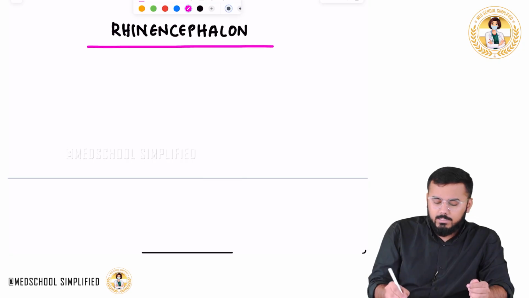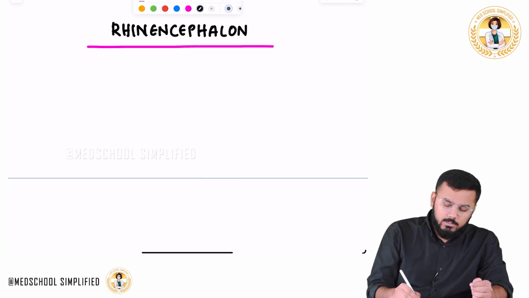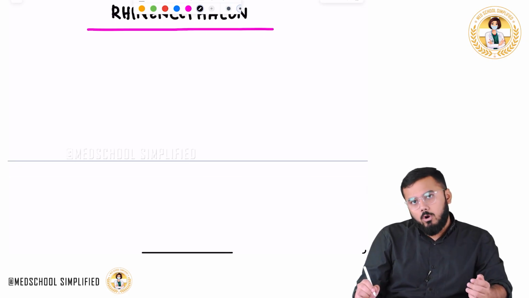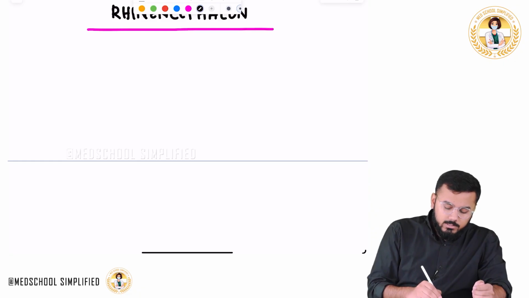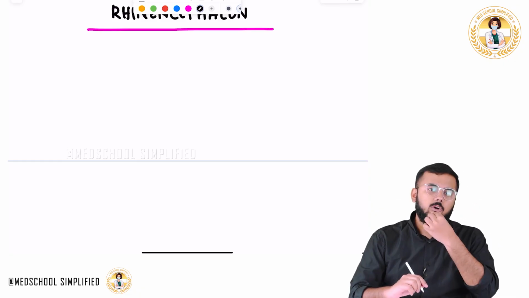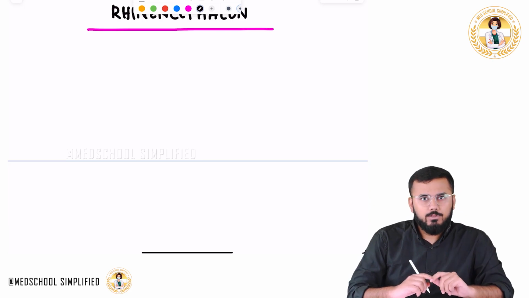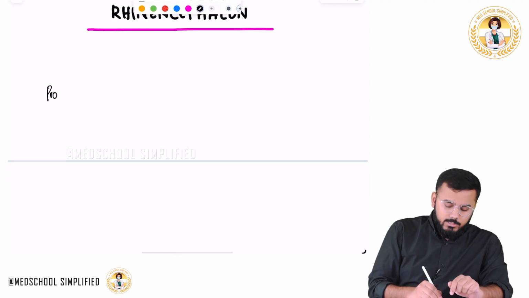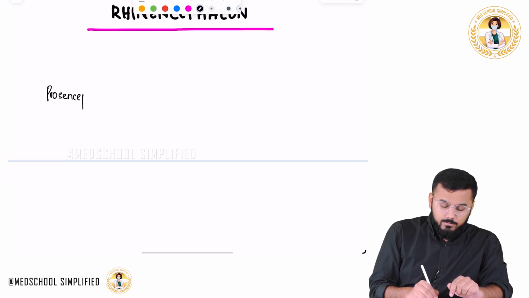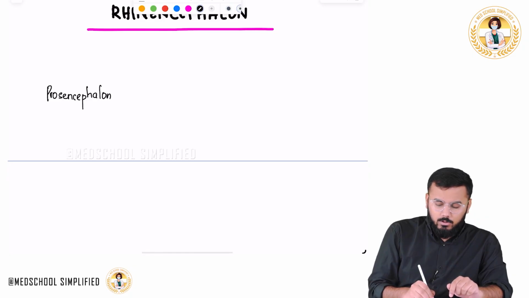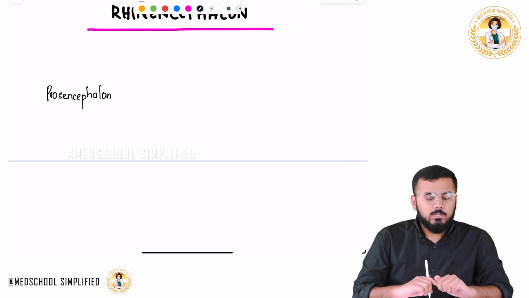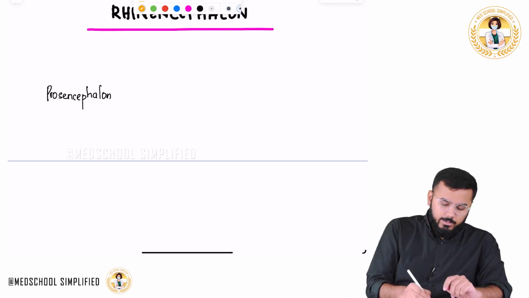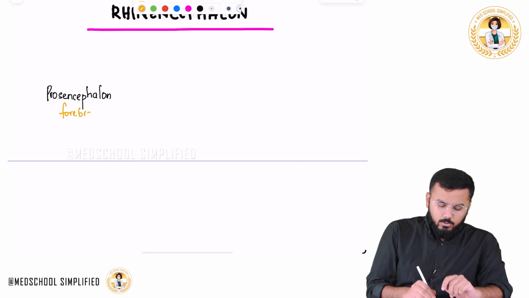Now, what is this rhinencephalon? If you have attended my previous lectures, I have already told you that we have three parts of the brain. What are these three parts? Prosencephalon, mesencephalon, as well as rhombencephalon. The prosencephalon is also called the forebrain.